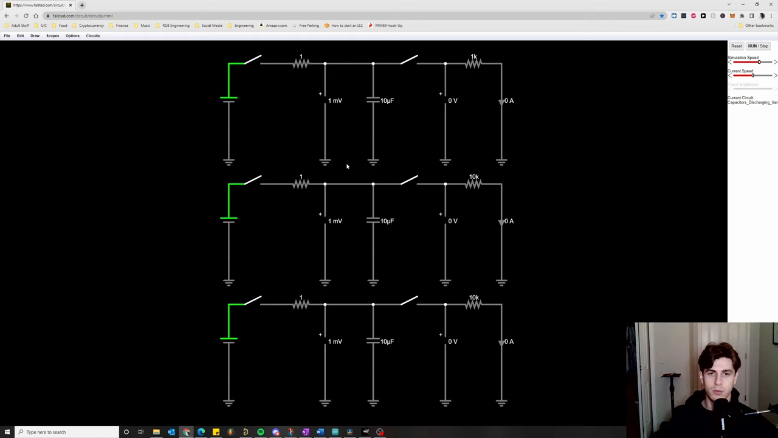A capacitor will resist any changes to its voltage. An ideal capacitor will supply infinite current in order to keep its voltage level the same. So what I have here is just three copies of the same circuit, but with different load resistors on the output. I'm going to show you how whenever this capacitor gets charged, it's going to supply as much current as necessary to keep the voltage constant.